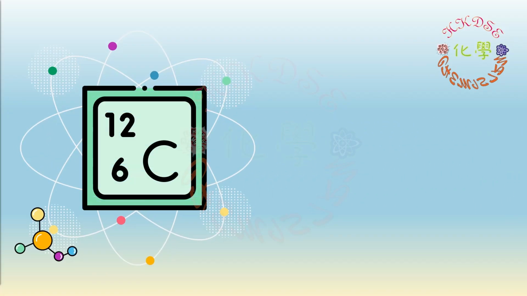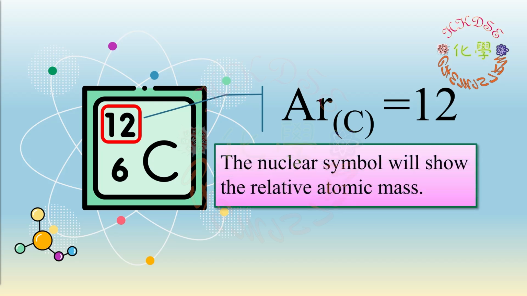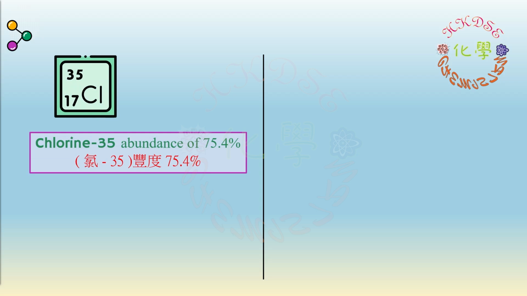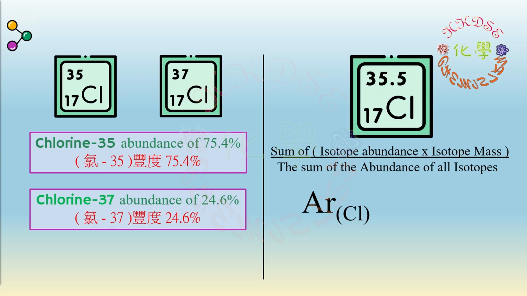In previous videos, we learnt that we can find the mass number of any element by looking in the top left corner of its nuclear symbol. Sometimes though the nuclear symbols will show the relative atomic mass. So whereas particular chlorine atoms could have mass numbers of 35 or 37, chlorine as an element has a relative atomic mass of 35.5, because that's the average mass of these two isotopes, when we consider how common each one is.